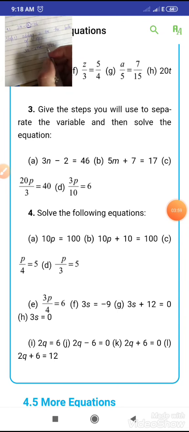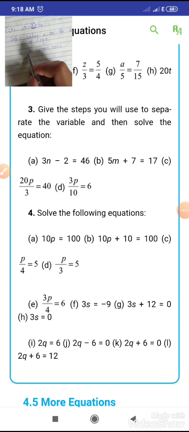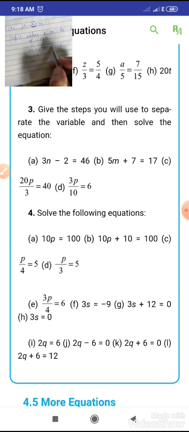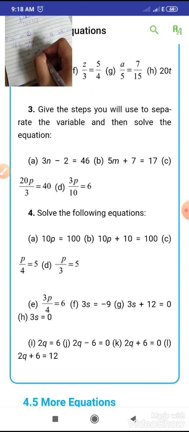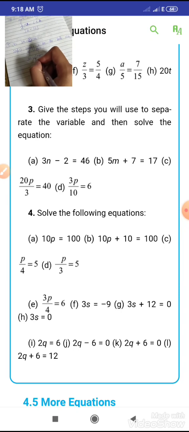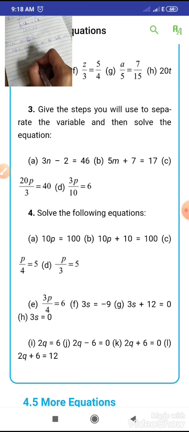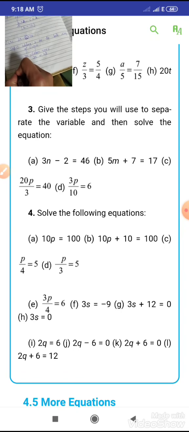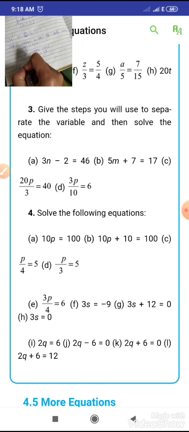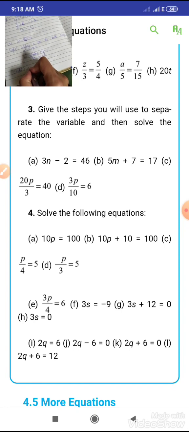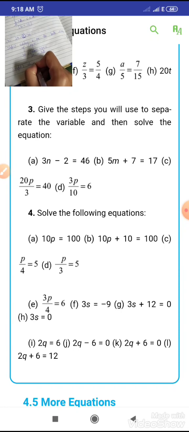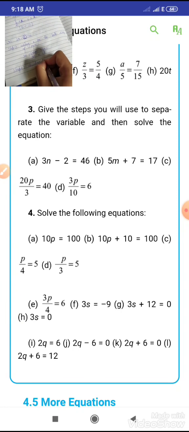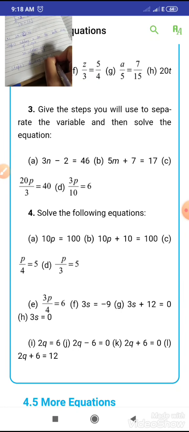After adding 2 on both sides of the equation, we have 3n minus 2 plus 2 is equal to 46 plus 2. Plus 2 and minus 2 will cancel out, and we get 3n on the left side and 48 on the right hand side. In the next step we have to separate n from 3. For this we write dividing both sides by 3.